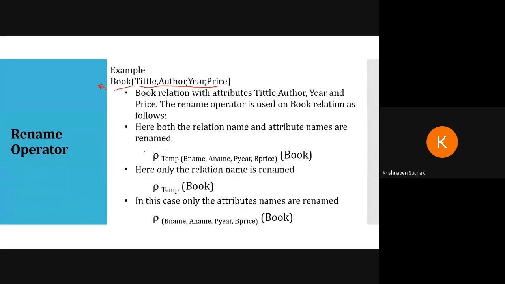Row, temp, B name, A name, B name, A name, B name, C name, D name, E name, F name, G name, H name, I name, J name, K name, L name, M name, N name, O name, P name, Q name, R name, S name, T name, U name, V name, W name, X name, Y name, Z name.